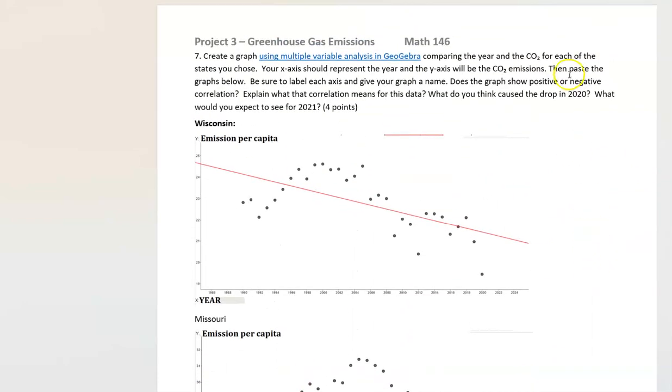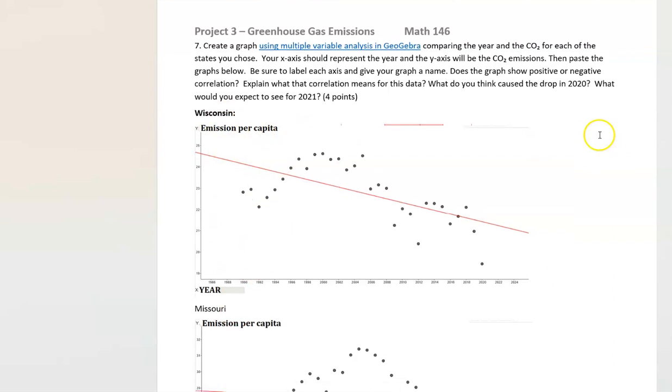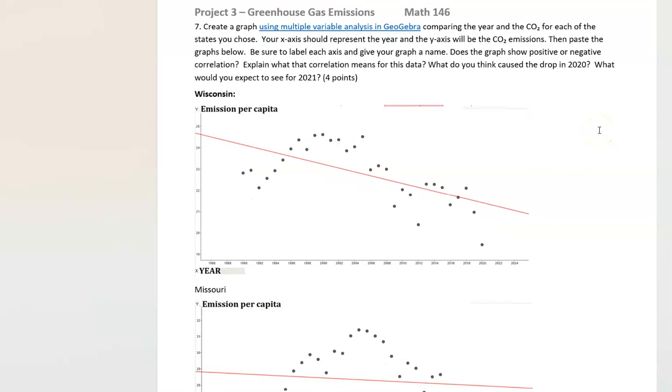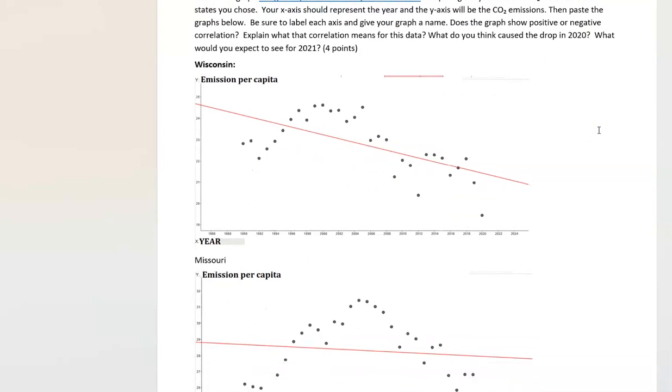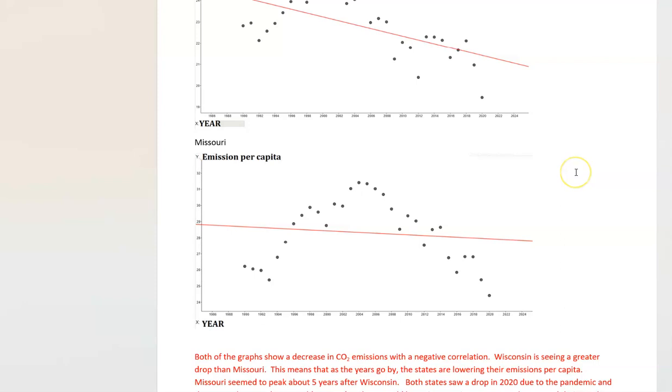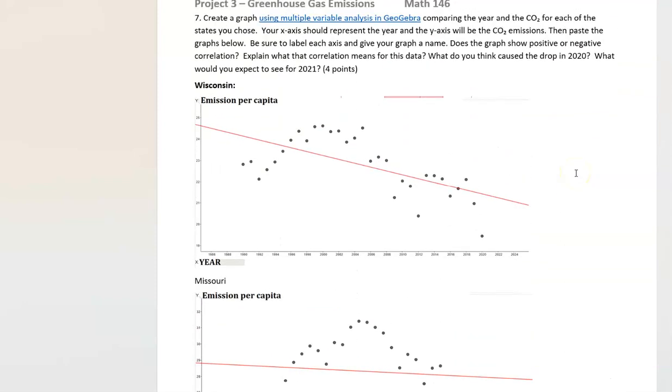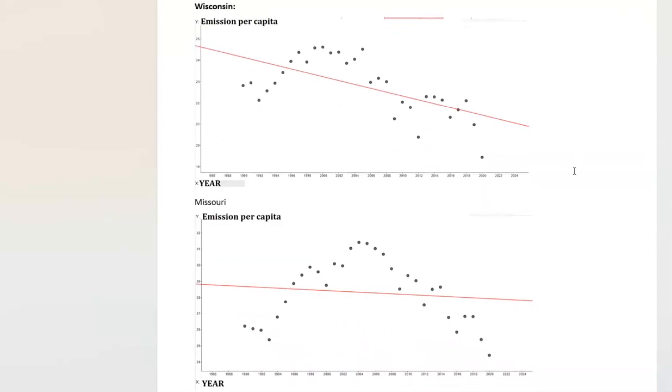Then it says make those graphs, paste them in, and make sure they're labeled, which one is Wisconsin and which one is Missouri. Does the graph show positive or negative correlation? Explain what that means for this data, and what do you think caused the drop in 2020? Both of these, mine had 2020. I think you'll see a drop in 2020. Just think about that. Then you want to answer that question: does it show positive or negative?